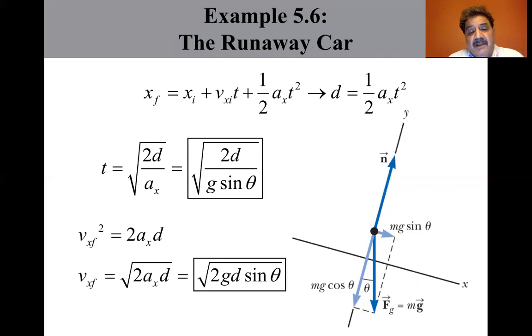Well, a_x is g sine theta, and they have the square root of 2 g sine theta d. I don't know why they didn't write it that way, but no matter. Maybe it would be confusing in the equation. Okay, we see from the time t at which the car reaches the bottom and its final speed v_xf that they're independent of the car's mass, as was its acceleration.